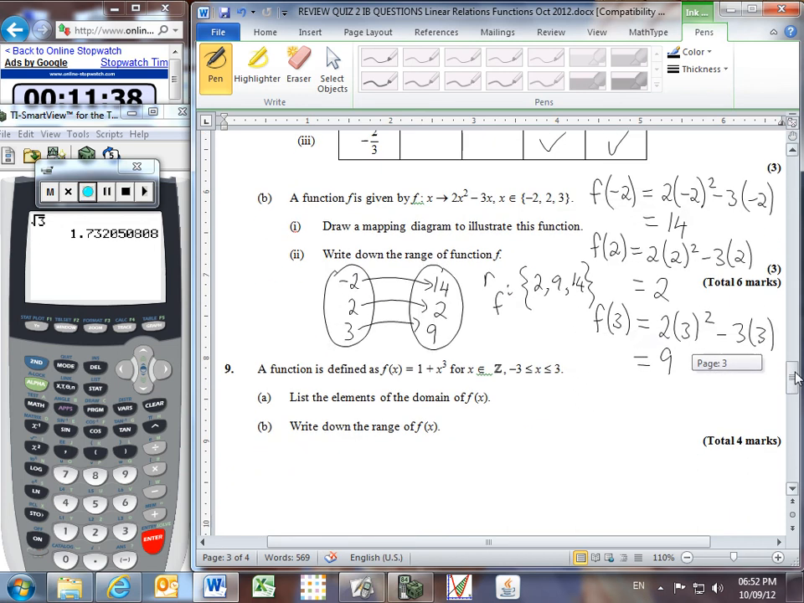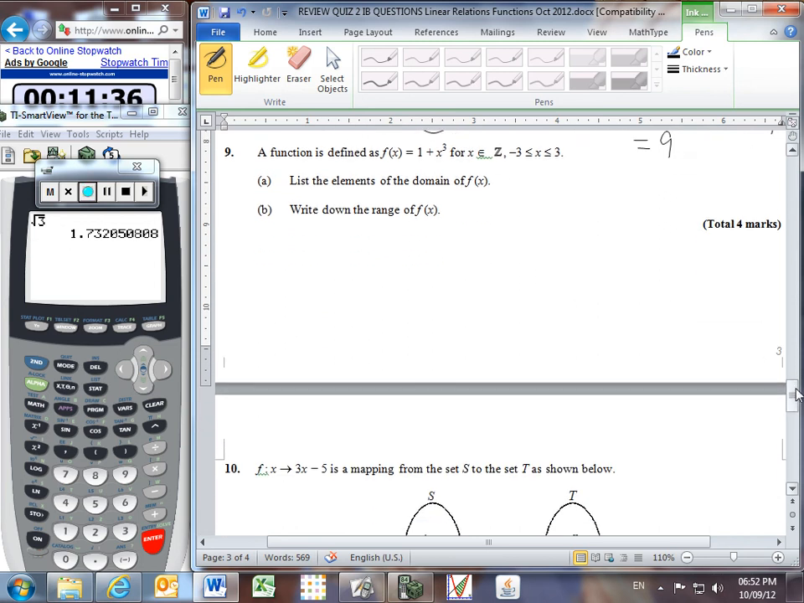Moving down then to number 9. Our function has been defined as f of x equals 1 plus x cubed. We're told that x is an integer, any integer between negative 3 and positive 3. Now we're supposed to list the elements of the domain of the function. Well, we can see the domain. They are the integers from negative 3 all the way up until positive 3. There's the domain.